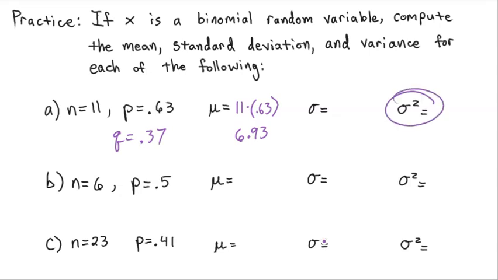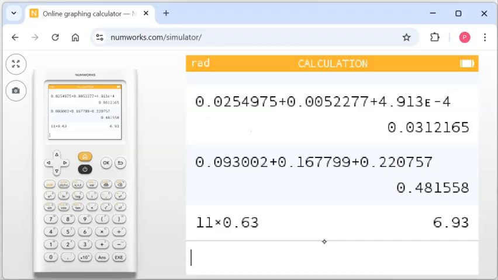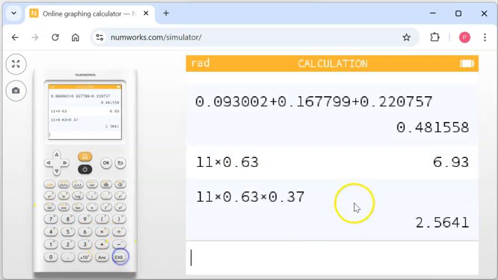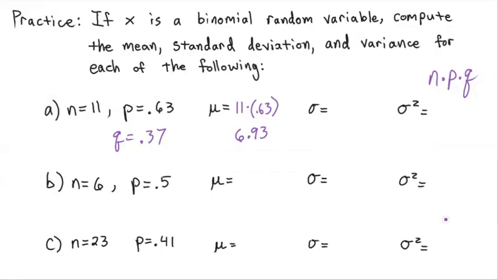Now the standard deviation, excuse me, that's the variance. Standard deviation, we can't calculate that until we have the variance. So we need the variance first. And let me remind you that the variance is going to be n times p times q. So it's going to be 11 times 0.63 times 0.37. And that's going to be 2.5641.